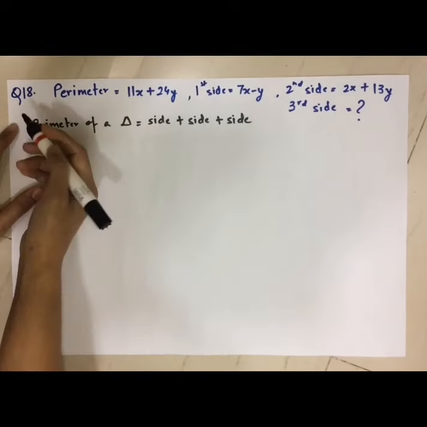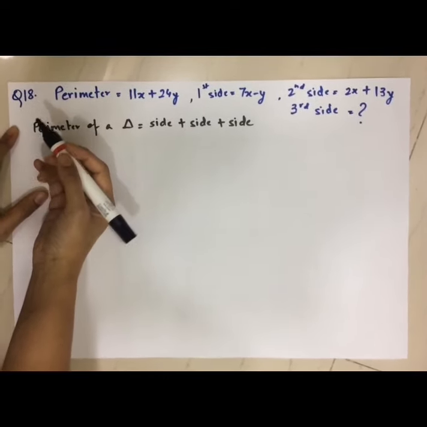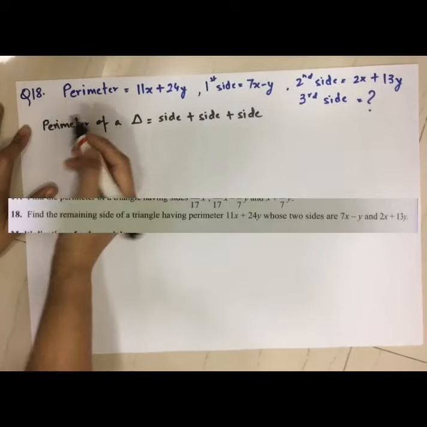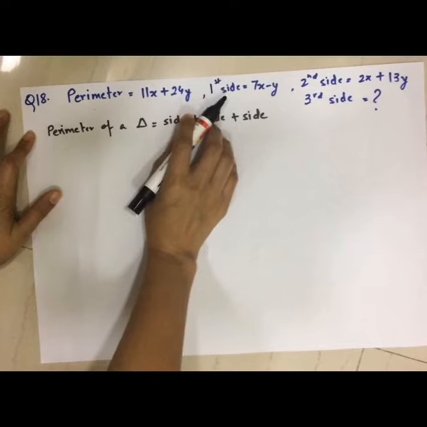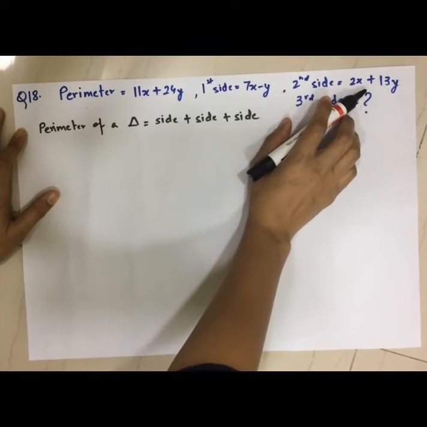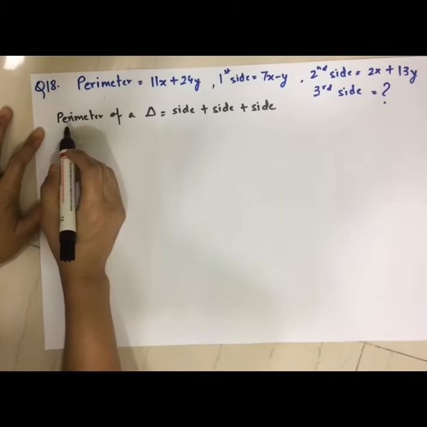Now we are going to do question number 18, which is the last question of this exercise. The question reads, find the remaining side of a triangle having perimeter 11x plus 24y, whose two sides are 7x minus y and 2x plus 13y. So we have to find out the third side. So we start with it.